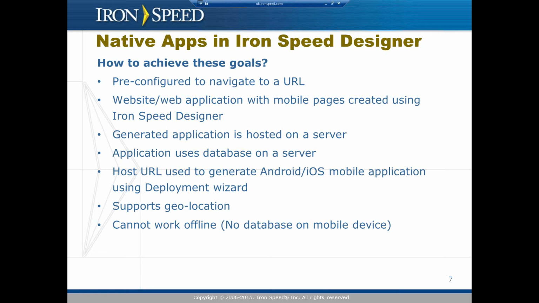Once this application is generated, it is deployed to the server like any other web application is deployed, in IIS or whatever type of server you want to support. Once it is deployed, you go to your regular computer browser and type in the URL, and you should be redirected to the application deployed on the server. Once we get this URL, you come back to the Iron Speed Designer, go to the deployment wizard, and generate the Android application using this particular URL.